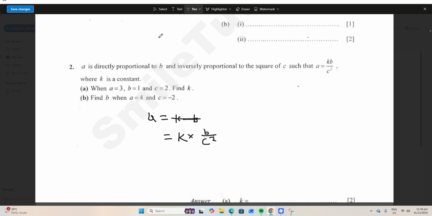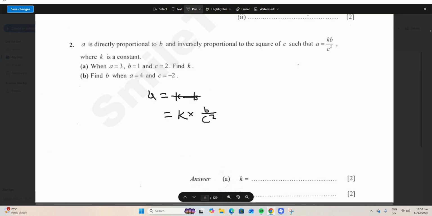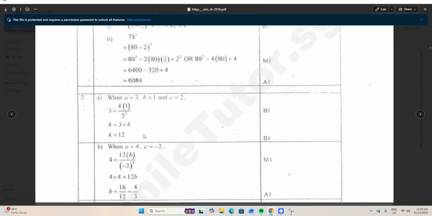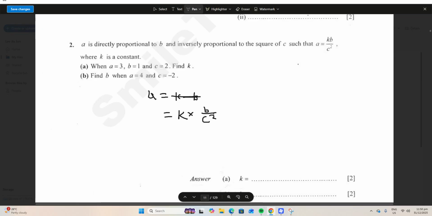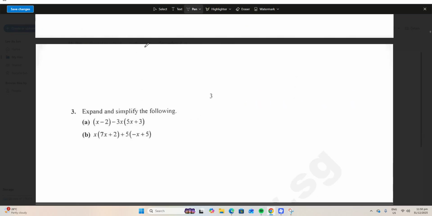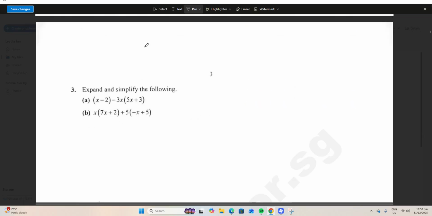Okay, find b when a equals 4 and c equals -2. Just sub in the value, okay? It's not that difficult. Just sub in the value. The answer should be 4/3. Okay, let's move on. Expand and simplify the following.